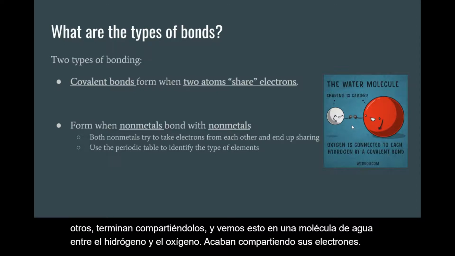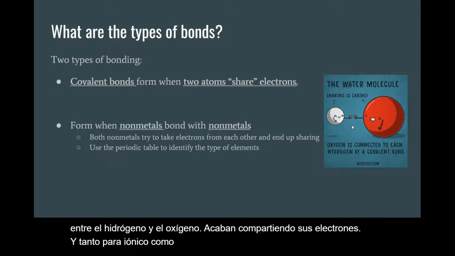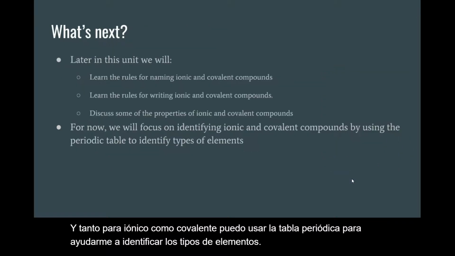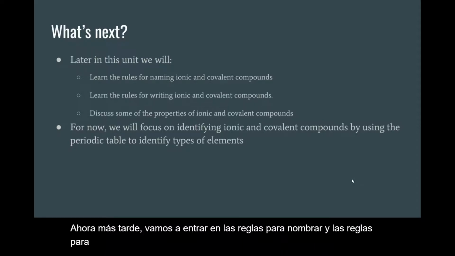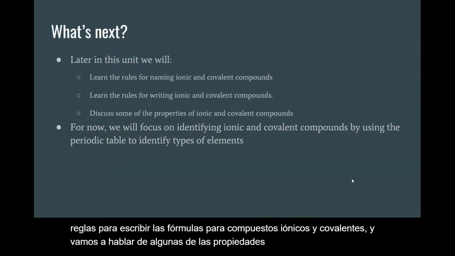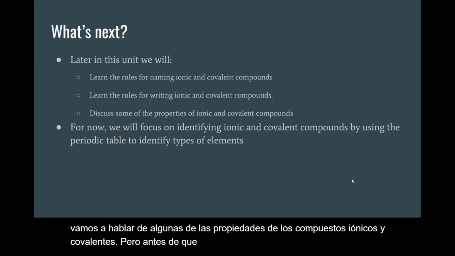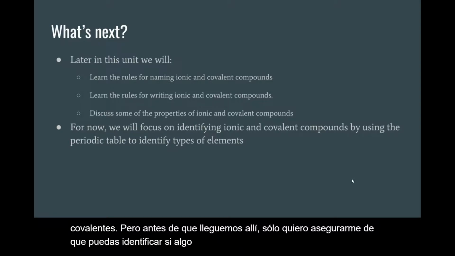And for both ionic and covalent, I can use the periodic table to help me identify the types of elements. Now, later on, we're going to get into the rules for naming and the rules for writing the formulas for ionic and covalent compounds. And we'll talk about some of the properties of ionic and covalent compounds. But before we get there, I just want to make sure that you can identify if something is ionic or covalent by using the periodic table.